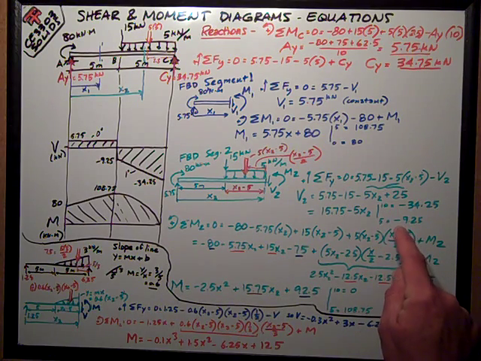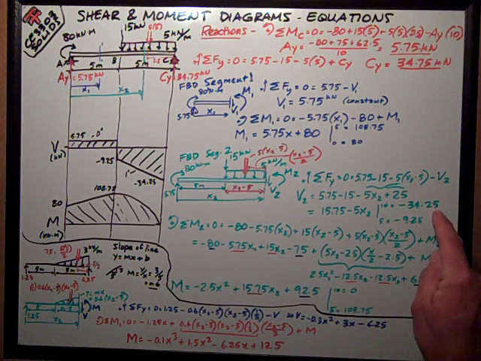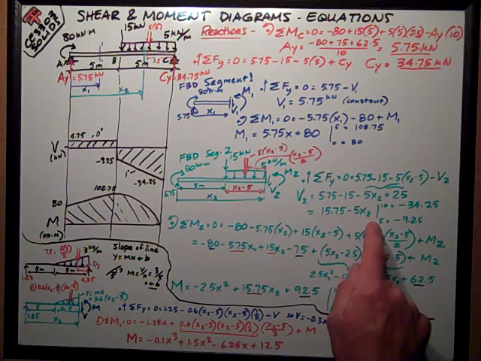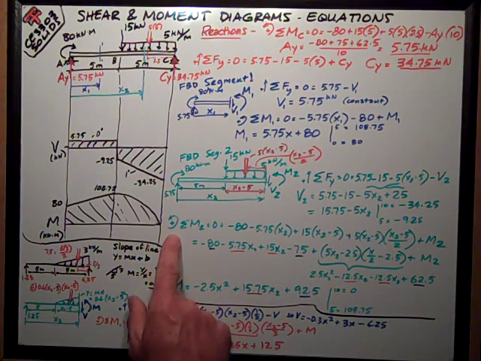At 5 it's equal to negative 9.25. At 10 it's equal to negative 34.25. I just get that by plugging in 5 for this equation and 10 for this equation, and do the math.